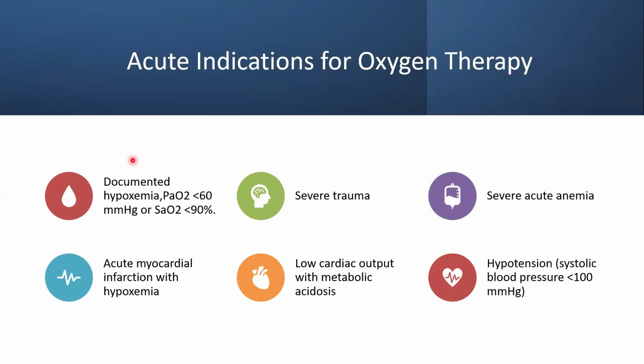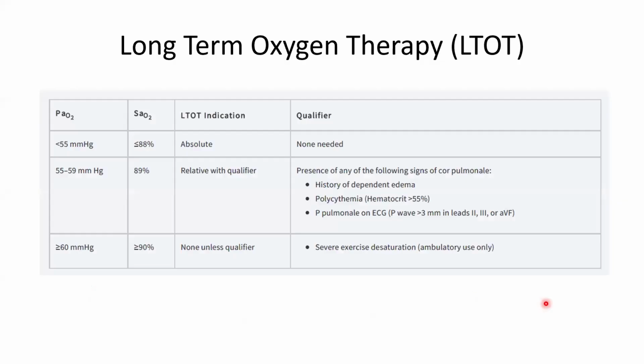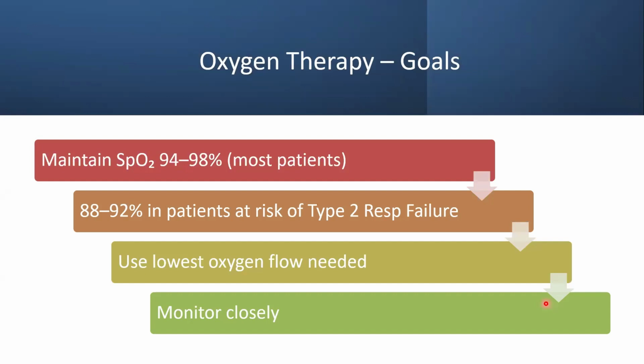The absolute indication is PaO2 less than 60 or saturation less than 90. Severe trauma, the patient needs high flow oxygen. Severe acute anemia, acute MI with hypoxemia. If the patient with MI does not have hypoxia, they do not need oxygen. Low cardiac output with metabolic acidosis and hypotension. So maintain a target of 94 to 98% in most patients with type 1 failure. If the patient has type 2 failure with high PaCO2, then the target will be 88 to 92%. These patients are usually in chronic type 2 respiratory failure.